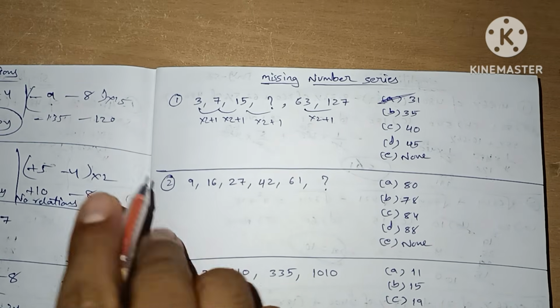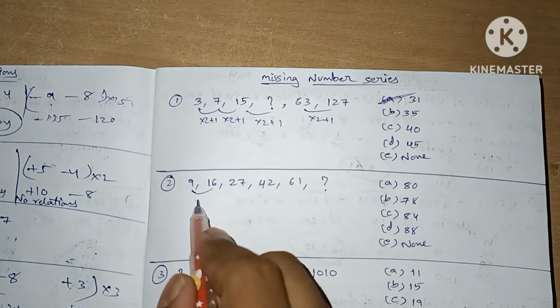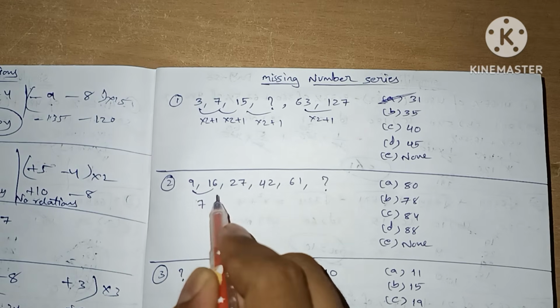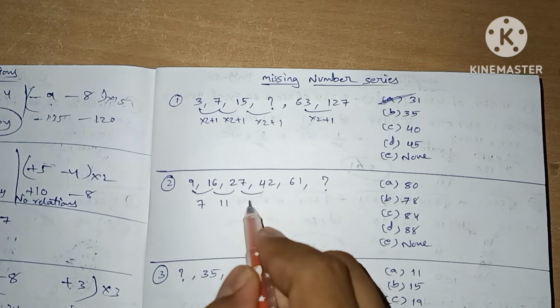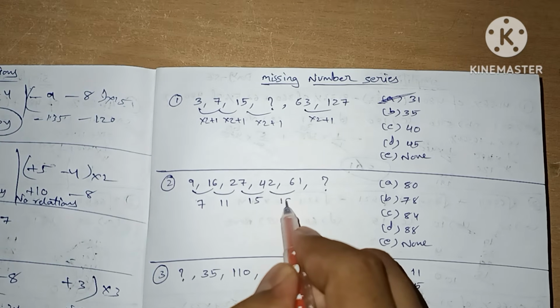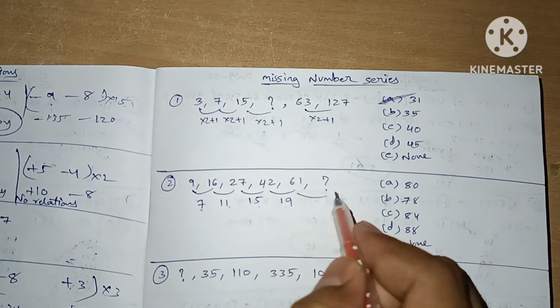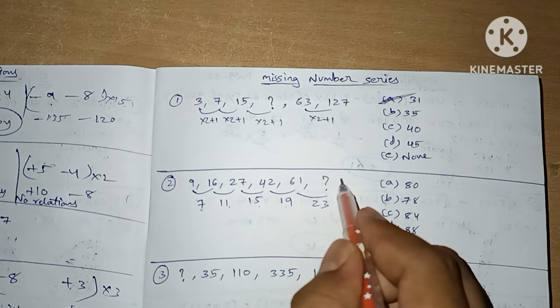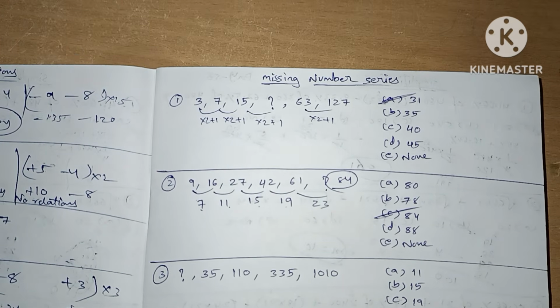Next, here we see the difference between these two is 7. Here the difference between these two is 11. Here the difference is 15, 19. So there is a difference of 4 in between these numbers. So the next one must be 23, which will be 84. Option C is our answer.